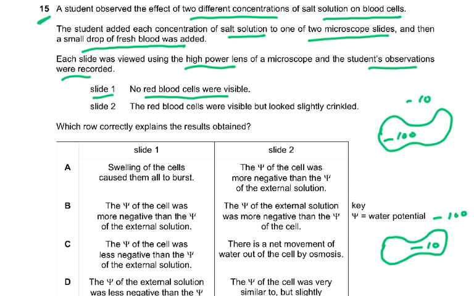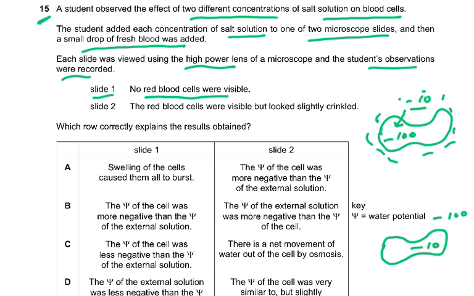Now, why would water move into a red blood cell? In slide 1, the solution will be less negative, minus 10. Inside is minus 100. So water moves in by osmosis. The cell swells up and bursts, and you can't see any cells. They're just pieces of the cell membrane, and you can't see them.